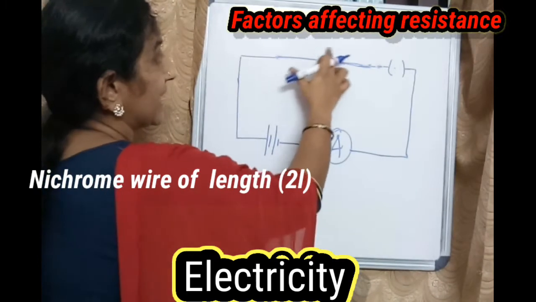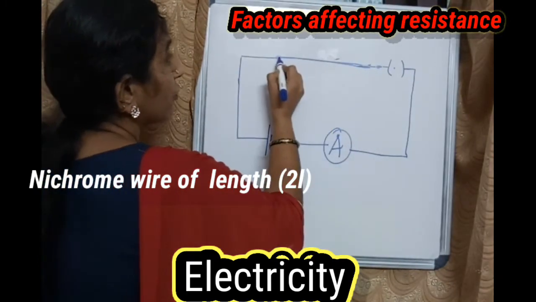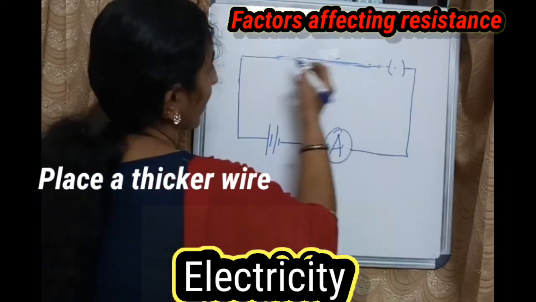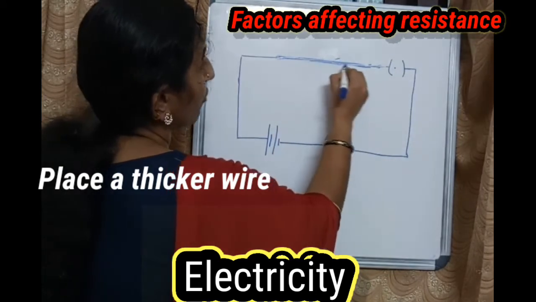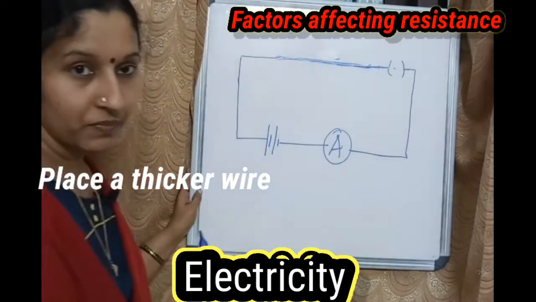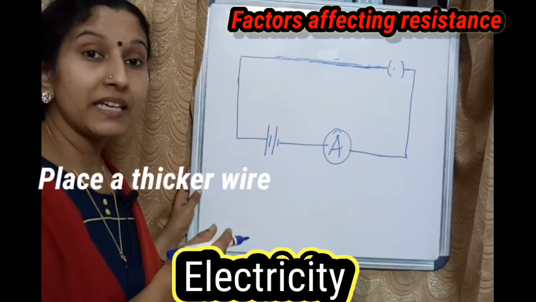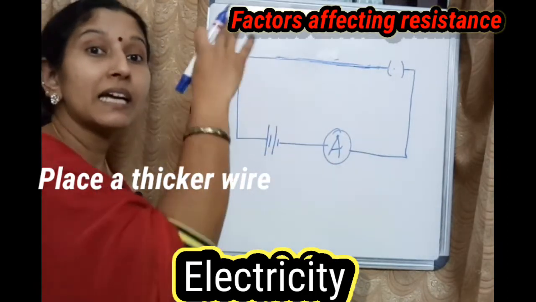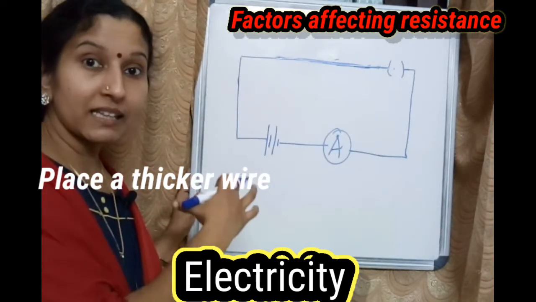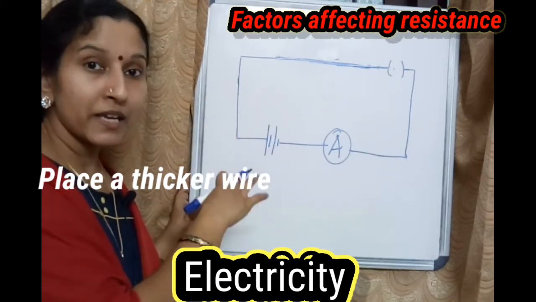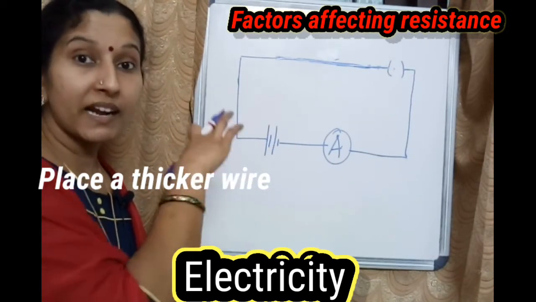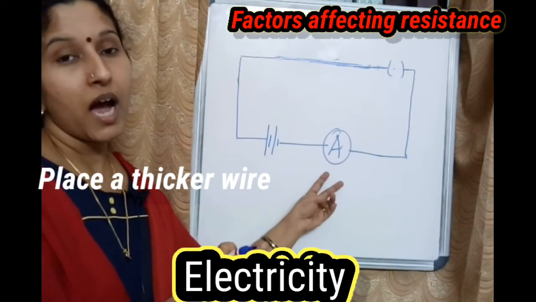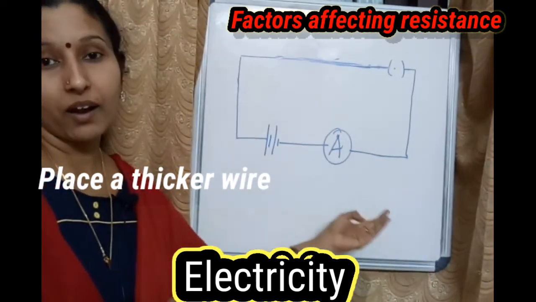And in the third case, I have to increase the thickness of the wire. I used the same nichrome wire with double the thickness. Earlier the thickness was very less, but in the third step the nichrome wire I used has a greater thickness. As usual, measure the ammeter reading and record it somewhere.